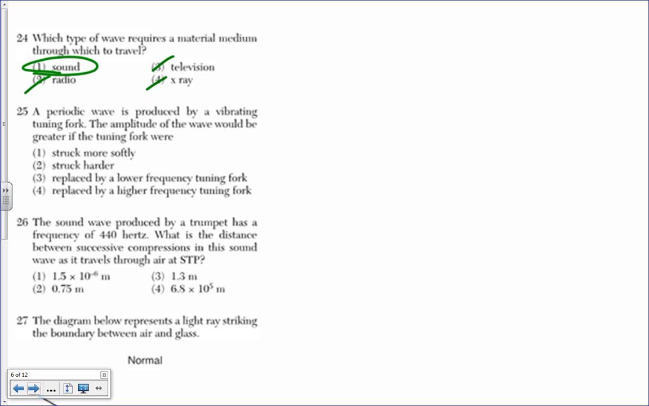A periodic wave is produced by vibrating a tuning fork. The amplitude of the wave would be greater if... Okay, so the amplitude is the amount of energy. So, based on the tuning fork, it's how much the forks are moving back and forth. So how can we get it to move back and forth more? Got to strike it harder.